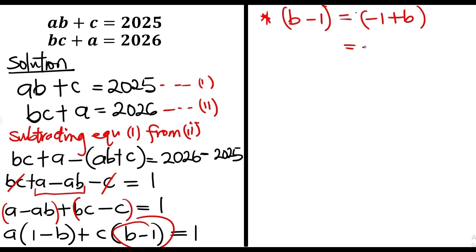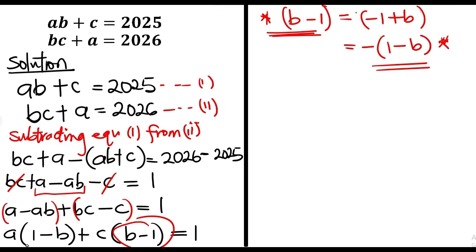What if I have minus 1 outside the parentheses, and I say 1 minus B, is it still the same thing? Yes, it is, because minus 1 multiplied by 1 is going to give me minus 1, then minus multiplied by minus B is going to give me plus B. So what I have here and what I have here are just the same thing.